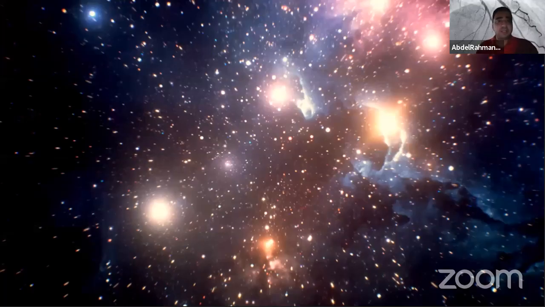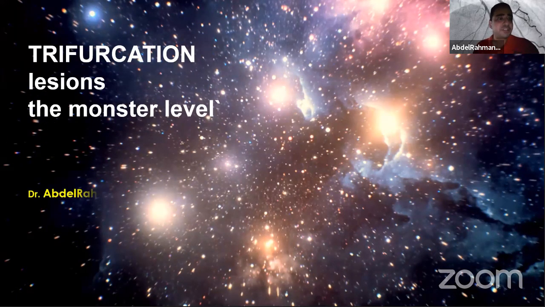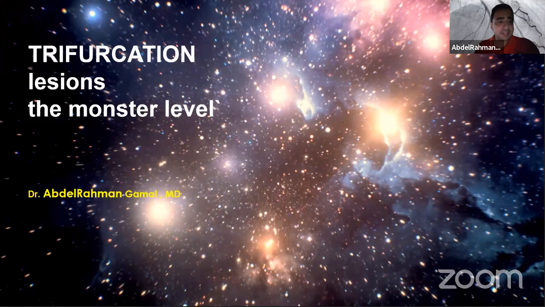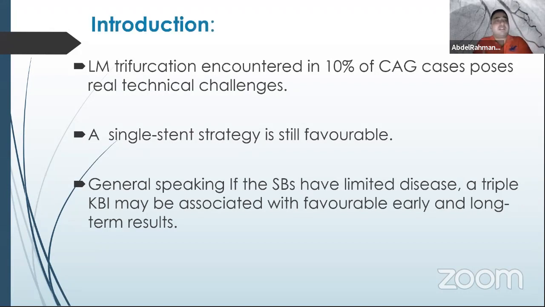As I said before, it is difficult to tell you new data regarding the trifurcation lesions after my dear friend Zahran elegantly presented his presentation and his nice case. I would like to congratulate him for that nice case. However, left main trifurcation is encountered in about 10% of all coronary angiograms in the real world. A single stent strategy, as Zahran said, is still always a favorable strategy in trifurcation. Generally speaking, if the side branches have limited disease, triple kissing balloon inflations may be associated with favorable early and long-term results.